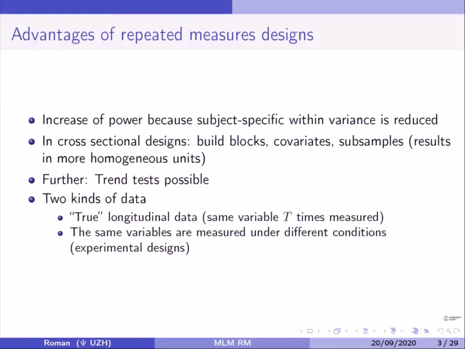Now we have two kinds of general longitudinal data. True longitudinal data, which has the same variable measured t times, so repeated measurements of the same variable. We could also have the same variable measured under different experimental conditions. This is still considered longitudinal, however, it's a different approach. So this would be like if I took 0 milligrams of caffeine and did a reaction time test, and then took 10 milligrams of caffeine and did a reaction time test, and then 30, etc. Okay? And so that is an experimental design with repeated measurement.